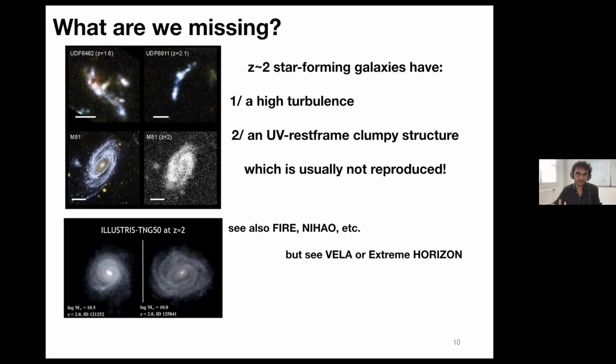And there is nothing like this happening in Illustris, TNG, Fire or NIHAO, but there are some interesting things happening with the VELA simulations and the Extreme Horizon simulation, which show some clumpy disks. What is interesting is that those two simulations are done with AMR and not SPH or moving mesh like the other ones, but that's something we can discuss later on.